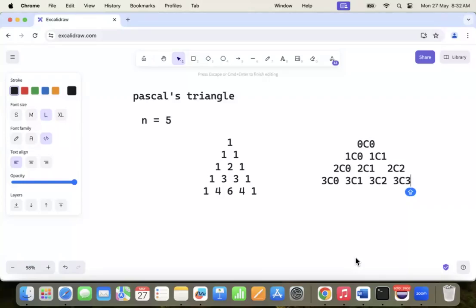Yeah, same in the pattern, sir. Same pattern 1 3 3 1. Very good.